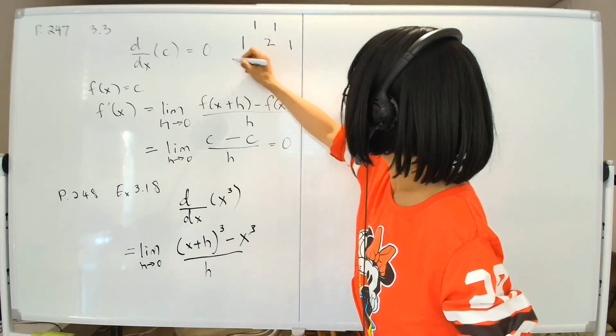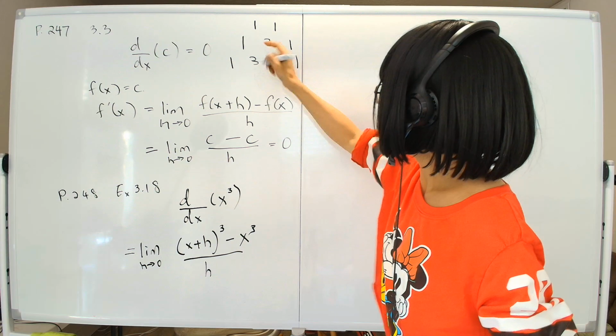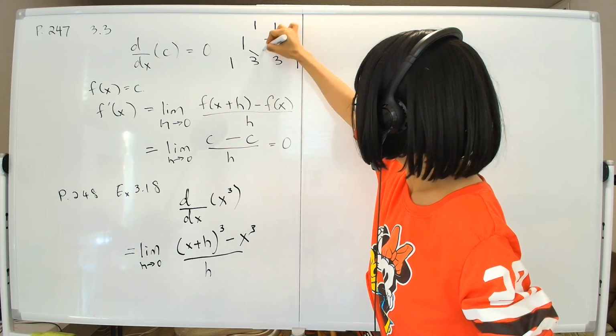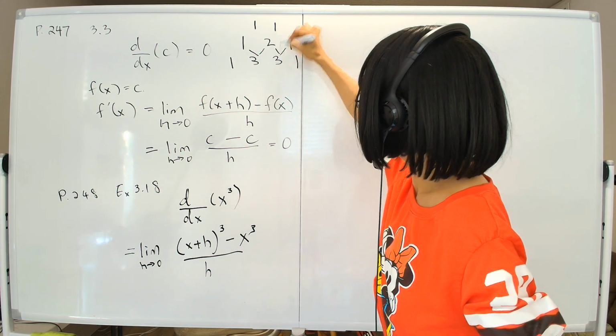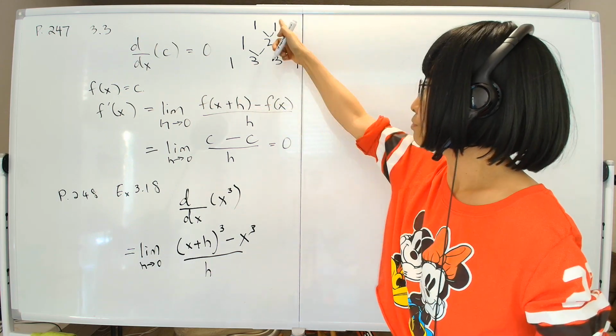And then the next level, it becomes 1, 3, 3, 1. Again, you're adding these two numbers. 1 plus 2 is 3, and 2 plus 1 is 3. So you're doing this addition thing, whereas the outside numbers are always 1 coming out.